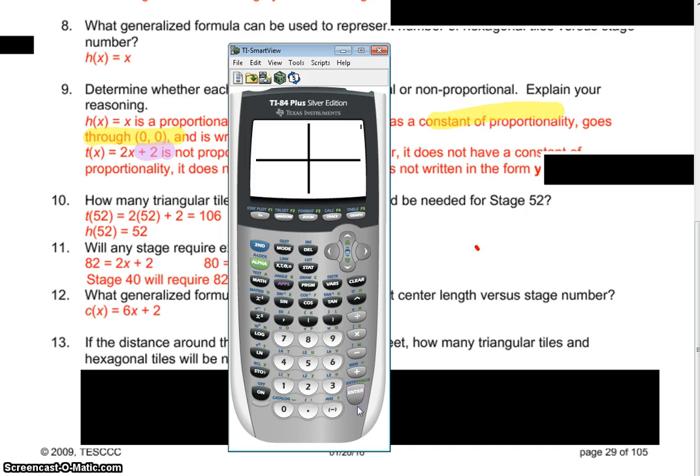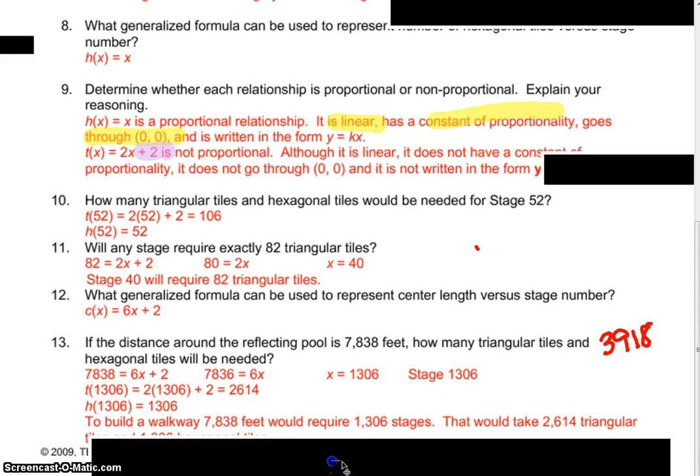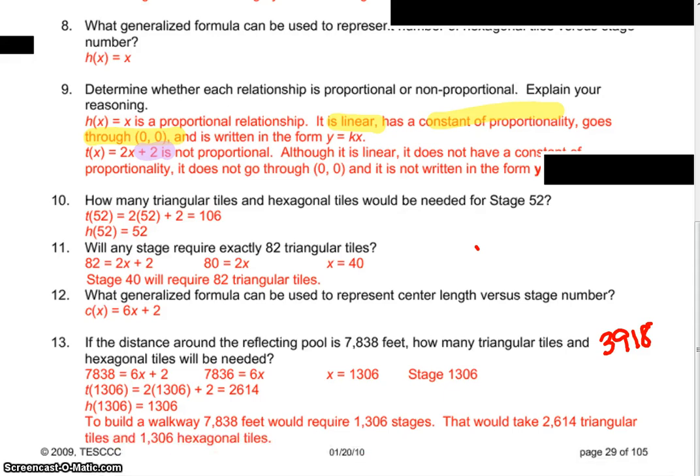So I'm going to enter and zoom out again, and enter and zoom out again. Finally, I can see both. Second calc 5, enter, enter, enter. And I get 3918. So if you look at this, okay, we used the wrong formula. Why did we use the wrong formula?